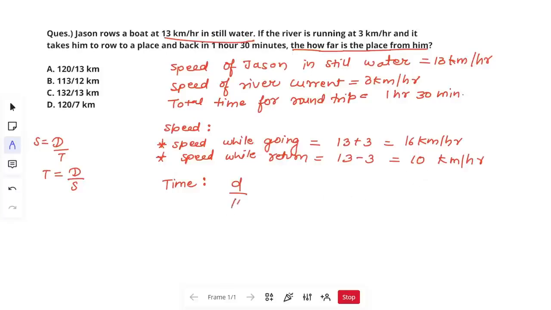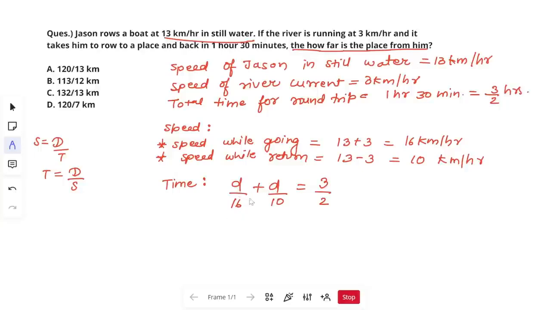Now we will sum both the speeds, that is the downstream speed and the upstream speed. So d upon 16 plus d upon 10 is going to be equal to how much? It is given to us as 3/2. What is this 3/2? We will convert 1 hour 30 minutes to a fraction, so it will be 3/2 hours simply.